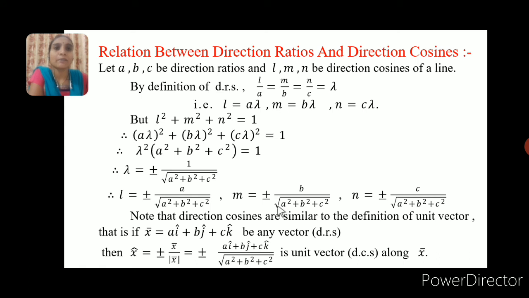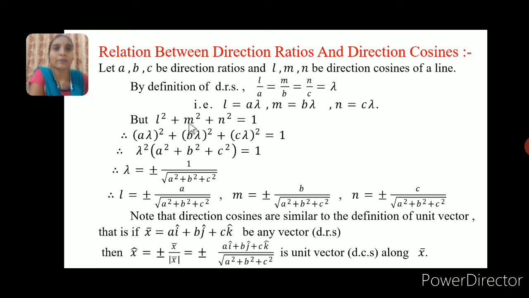Let A, B, C be the direction ratios and L, M, N be the direction cosines of a line. By definition of direction ratios, L upon A is equal to M upon B is equal to N upon C is equal to lambda. That is, L is equal to A lambda, M is equal to B lambda, and N is equal to C lambda.